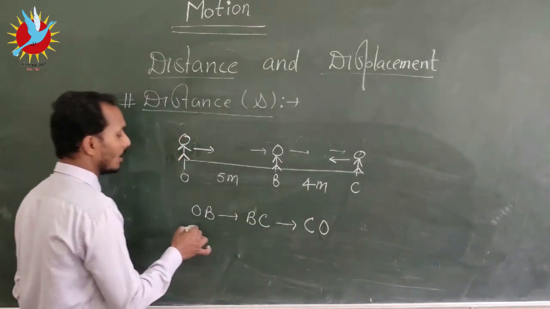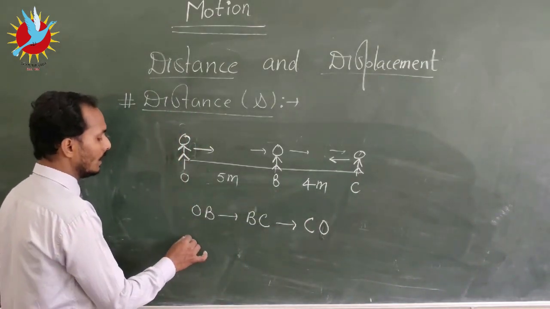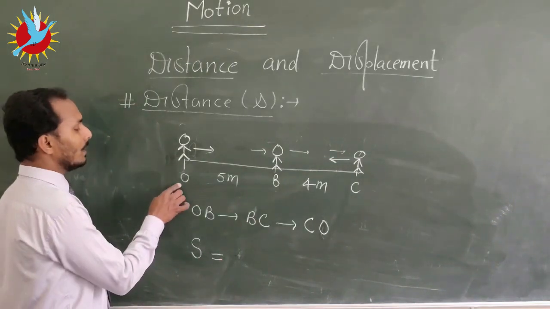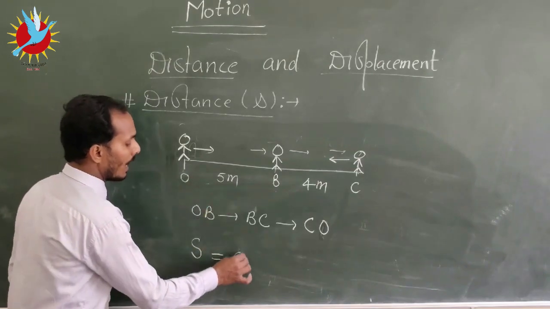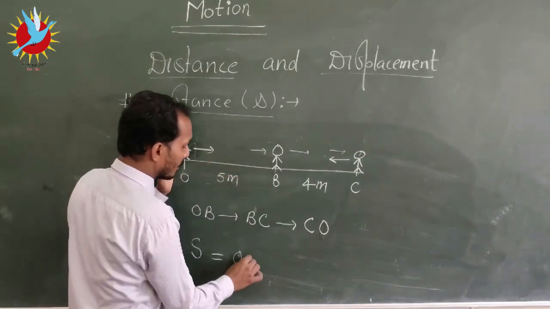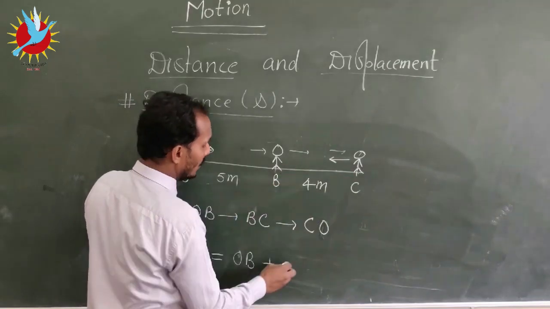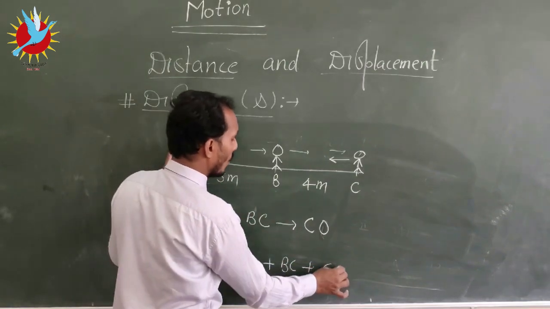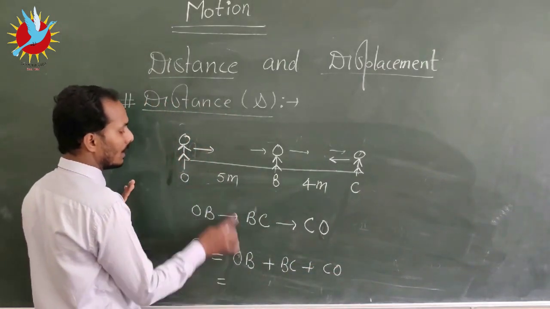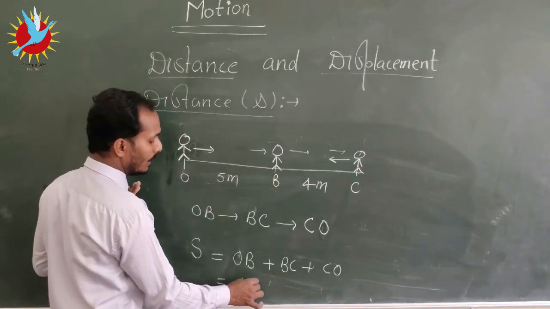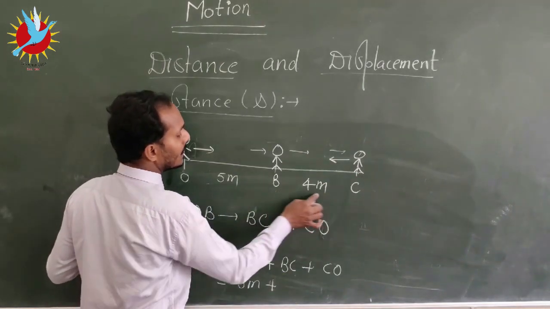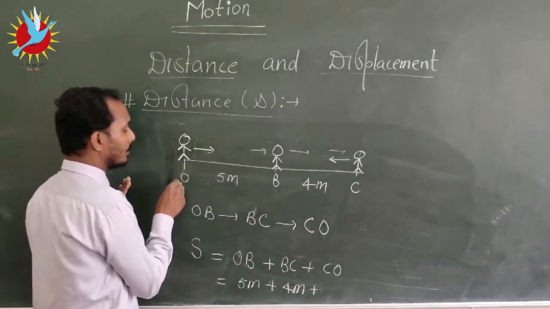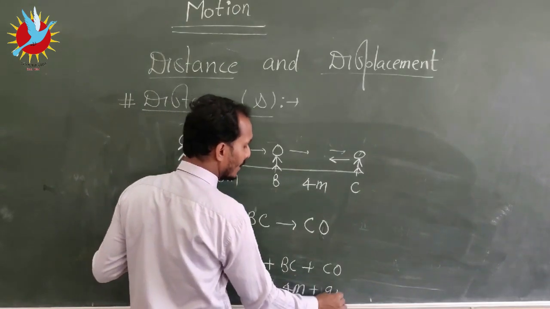Okay, what is the distance of the whole journey? Distance is represented by the symbol S. The distance covered by the person is the actual path from O to B plus B to C plus C to O. Then calculate the terms. O to B is 5 meter, plus B to C is 4 meter, and again C to O is 9 meter.